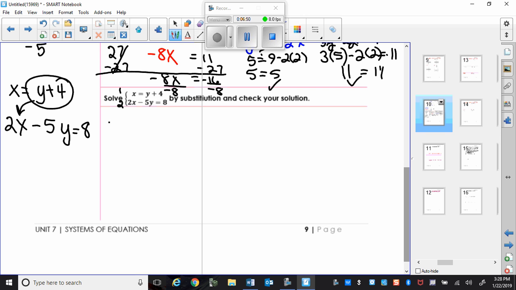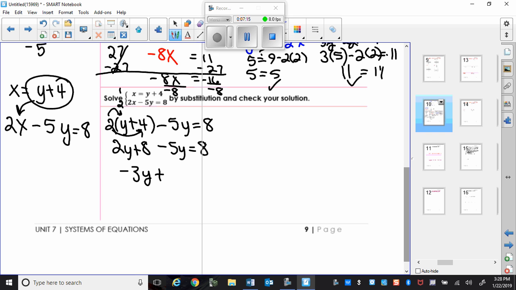So I have 2 parentheses, y plus 4, minus 5y equals 8. I have 2y plus 8, I distributed, if you got caught off guard there, minus 5y equals 8. 2y minus 5y is negative 3y. Plus 8 equals 8. I want to get the y by itself, so I subtract 8 on both sides. I get negative 3y equals 0. Divide both sides by negative 3.